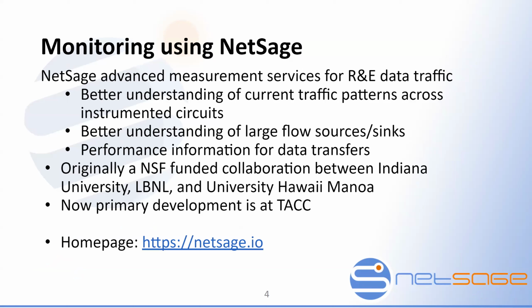But as opposed to just giving totals, SNMP counters or raw flow data or something like that, we wanted to come up with a way that average people could visualize how the networks were being used. You didn't have to be a trained network engineer to understand how data was flowing between different universities and institutions. So it was NSF funded. Basically, it was a collaboration between IU, LBNL, and University of Hawaii, who did a lot of the visualization work. Primarily, we're developing that at TACC now, so we're carrying the torch, and it's been in some sort of production now for almost a decade.